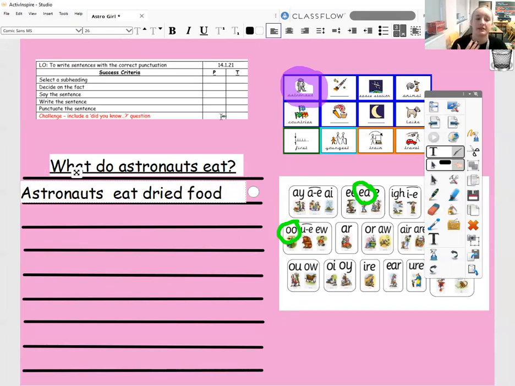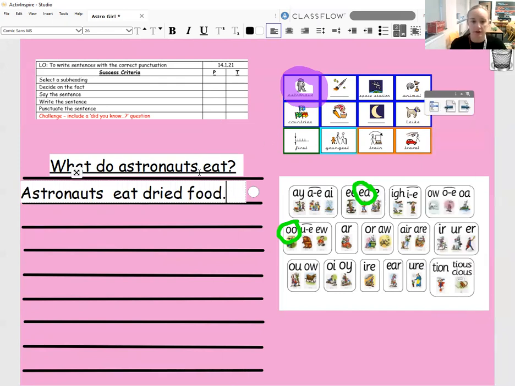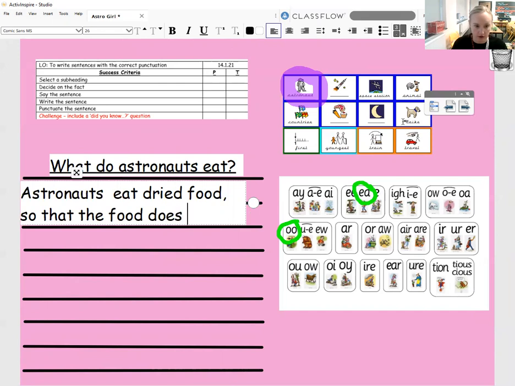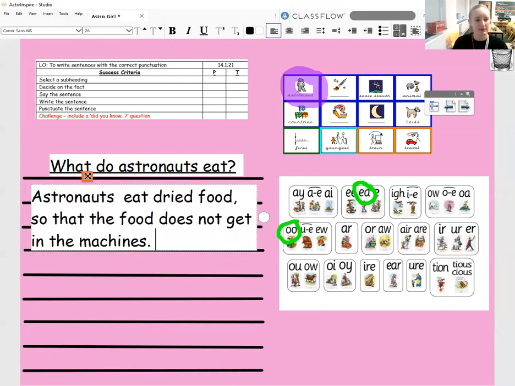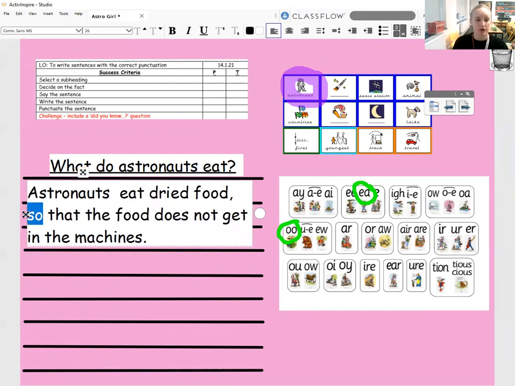And remember, I need to punctuate the sentence. So the end of my sentence is going to be a full stop. Astronauts eat dried food. But I just said why they do this, so I can explain this. And I might get rid of that full stop and change it and say so that the food does not get in the machines. Okay, so I've expanded my sentence there and used so to explain.